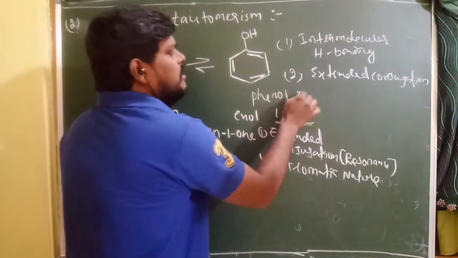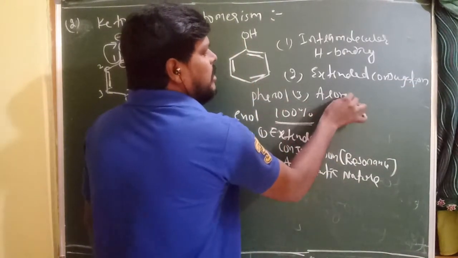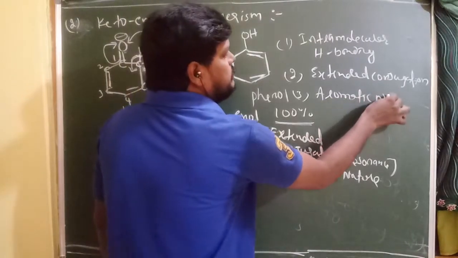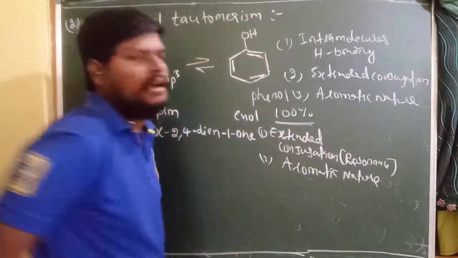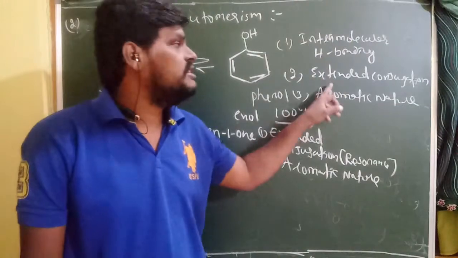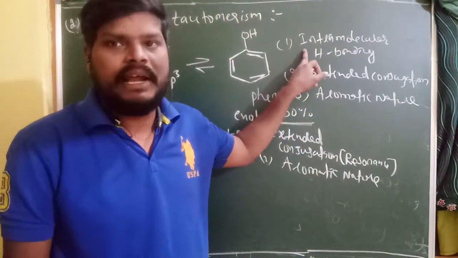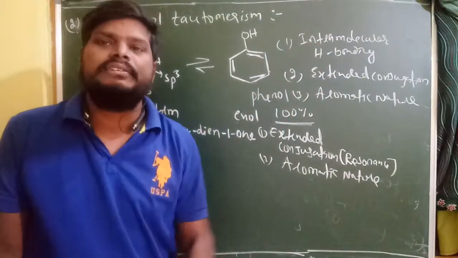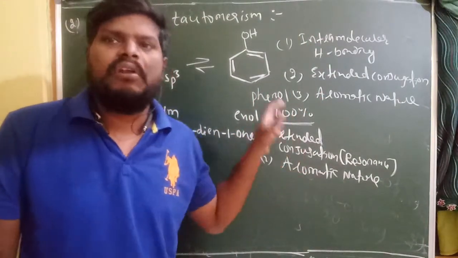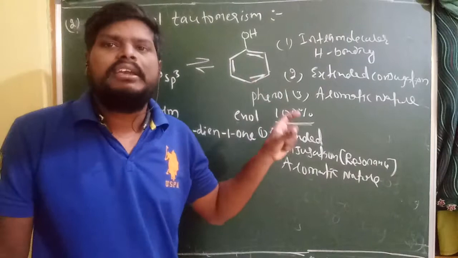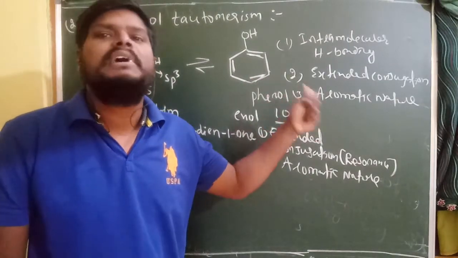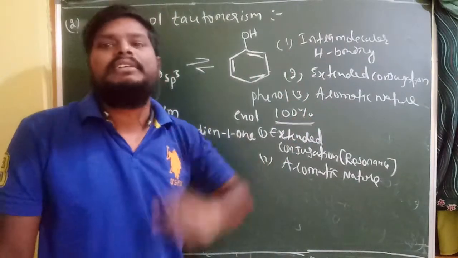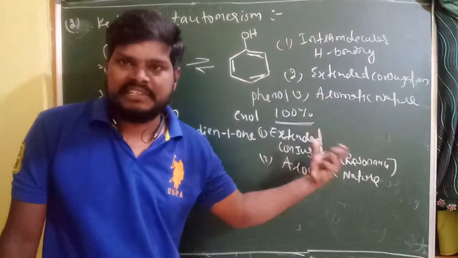Extended conjugation, and the third one is aromatic in nature. Right, these three reasons are very, very important. One is intramolecular hydrogen bonding, the second is extended conjugation, and the third is aromatic in nature. I hope you all understand why the keto form is more stable than the enol form, due to these three reasons.